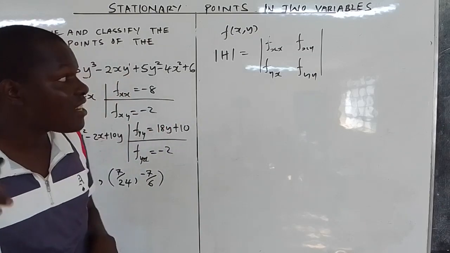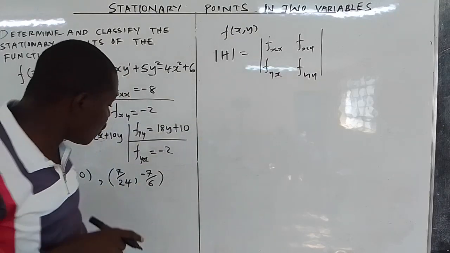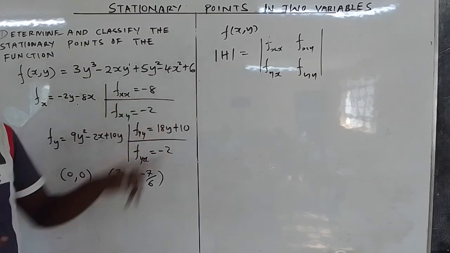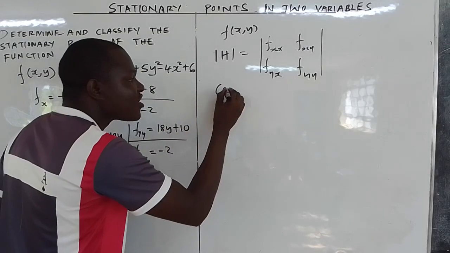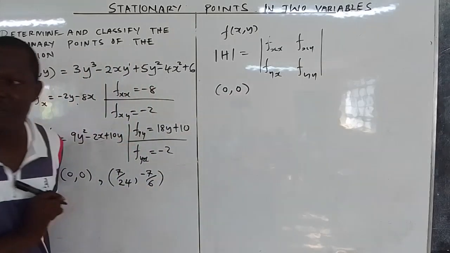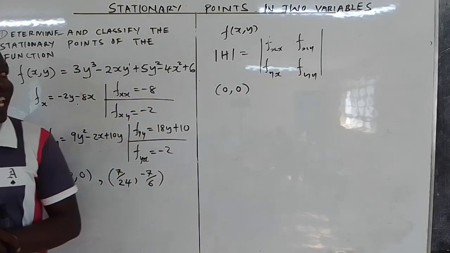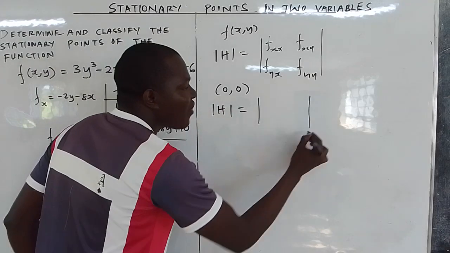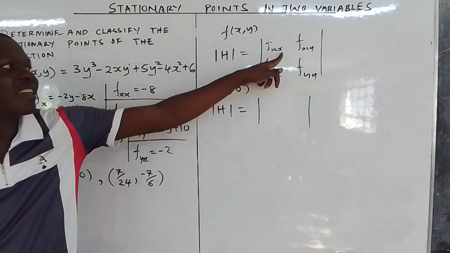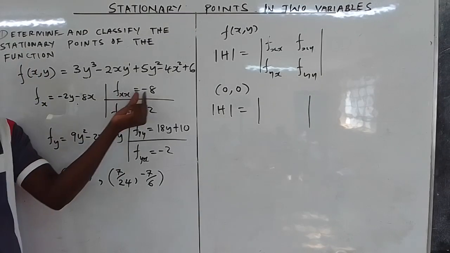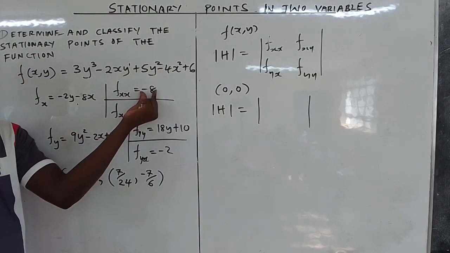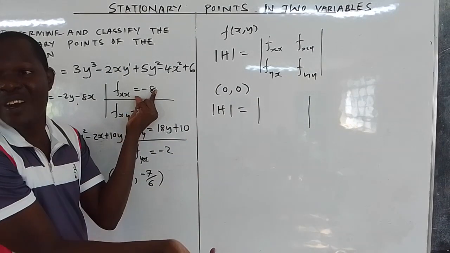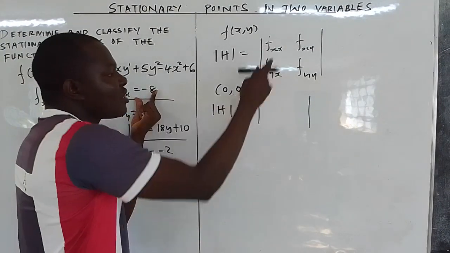Now, for you to substitute the values, you substitute with the points. Are we together? So, once you've written this formula, you start with the first stationary point. We want to classify this stationary point 0, 0. What is the determinant of the Hessian matrix at this point? You go to f of xx. Where is your f of xx? Negative 8. Are we together? Meaning you don't substitute anything, it is already a constant. So you get negative 8.